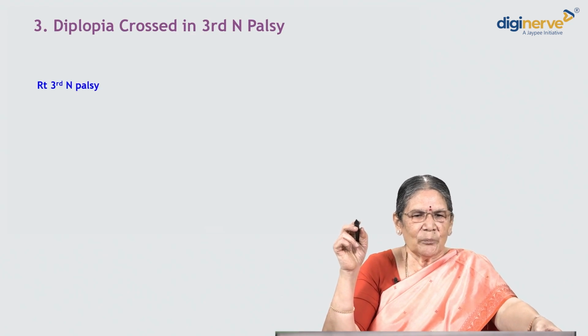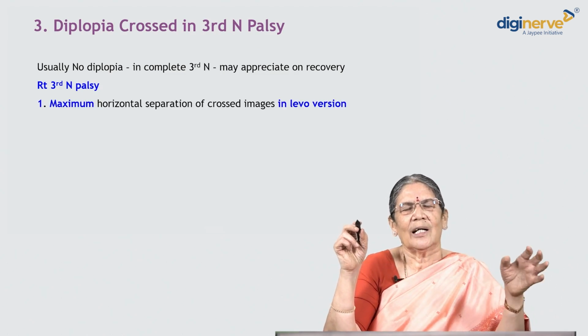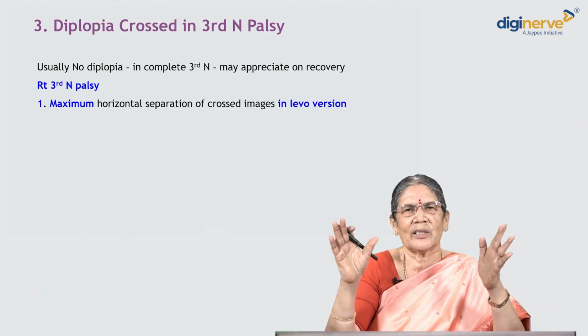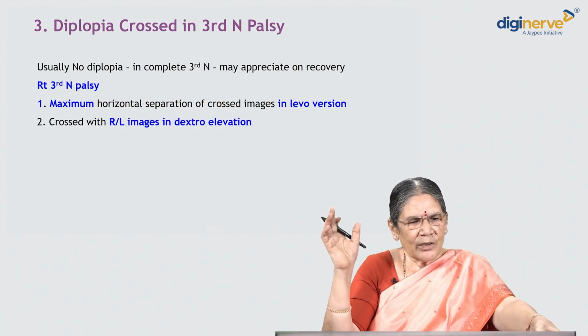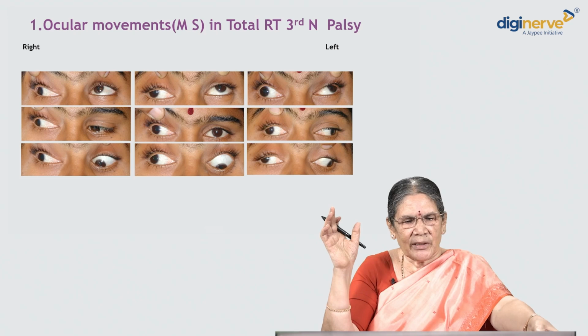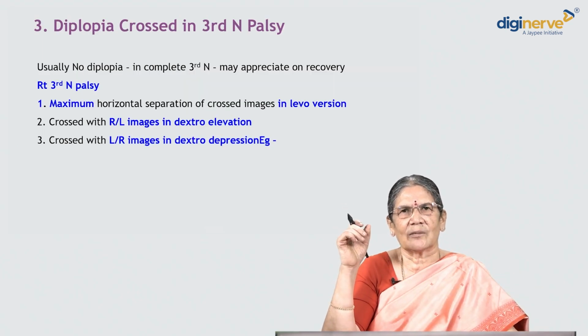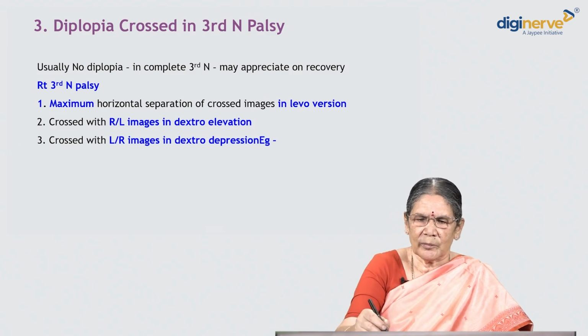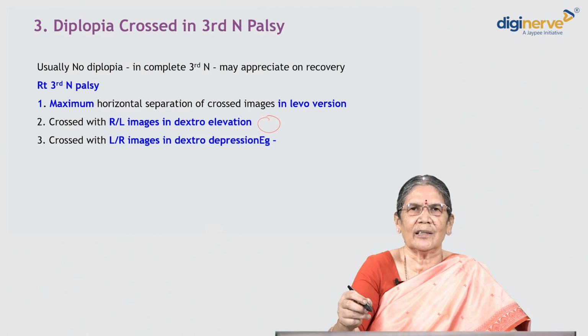And as we said, diplopia, sometimes you may not see diplopia because of the ptosis. It is always crossed, and maybe you can see maximum separation in adducted medial rectus position, but also you can see a small vertical separation in up and down gazes. That is depending upon the equality or inequality of vertical recti muscle involvement.